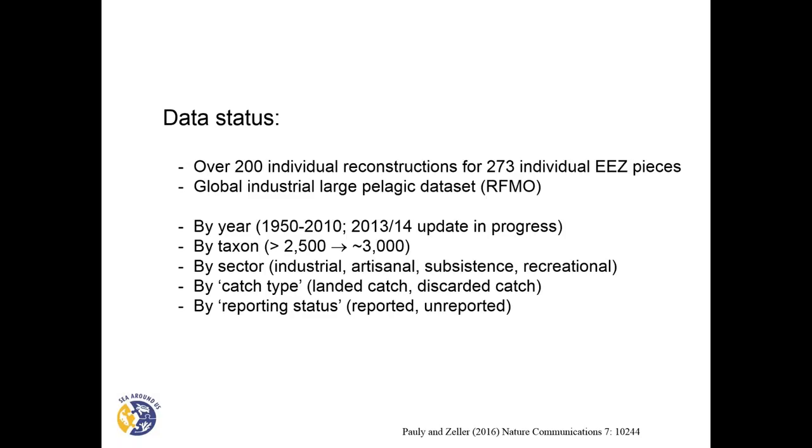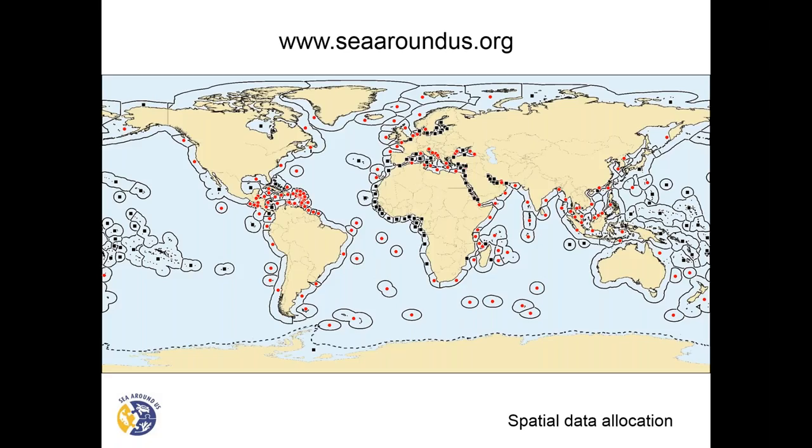We've done this also by taxon, and currently we have over 2,500 taxa, and by the end of it we'll be well over 3,000. All the data also separated by fishing sector, as I alluded to earlier, and also by what we call catch type, which means it's either landed catch or discarded catch, and whether it's reported or unreported. This is a visual representation of each of these EEZs.